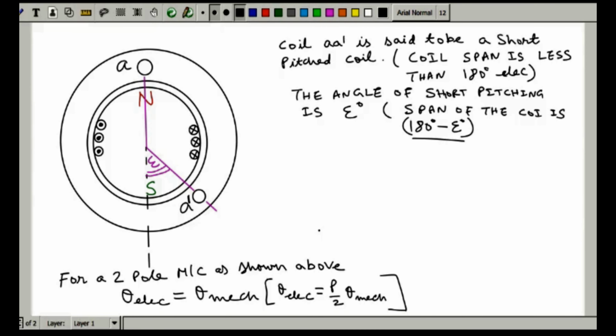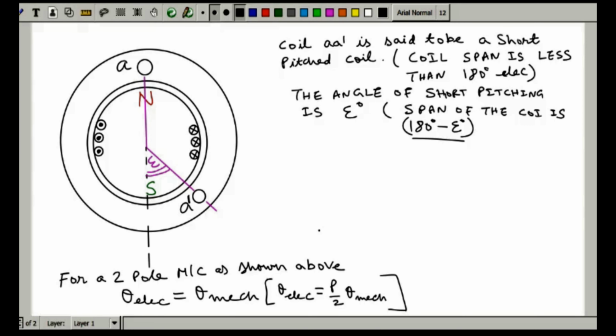Now, why do we actually short pitch a coil? There are a variety of reasons. Mainly we short pitch a coil to eliminate some harmonics, because we know that the actual distribution of MMF in the air gap is non-sinusoidal. It is somewhat like trapezoidal. Due to that non-sinusoidal distribution of MMF in the air gap, the harmonic MMF can be said to be present.